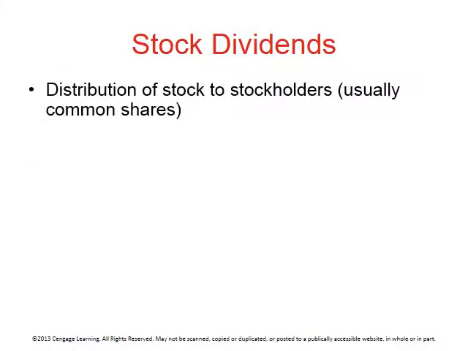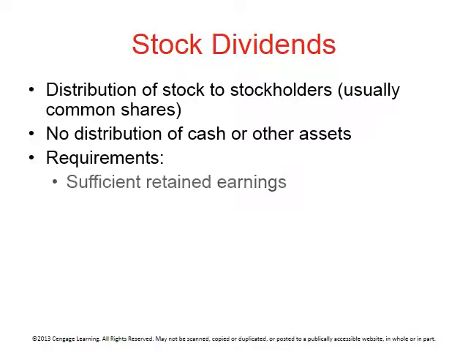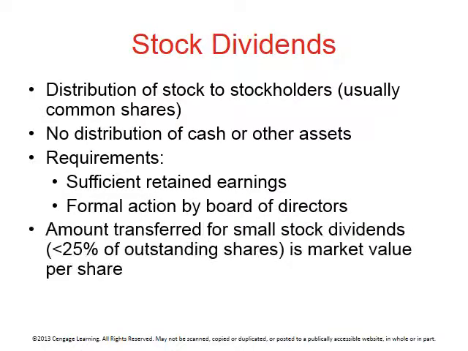Another example is a stock dividend. So instead of giving cash to shareholders, we give them stock when we declare a dividend. They get additional shares. And again, we have to have sufficient retained earnings to do it, and we have to have action by the board of directors. They have to approve it.